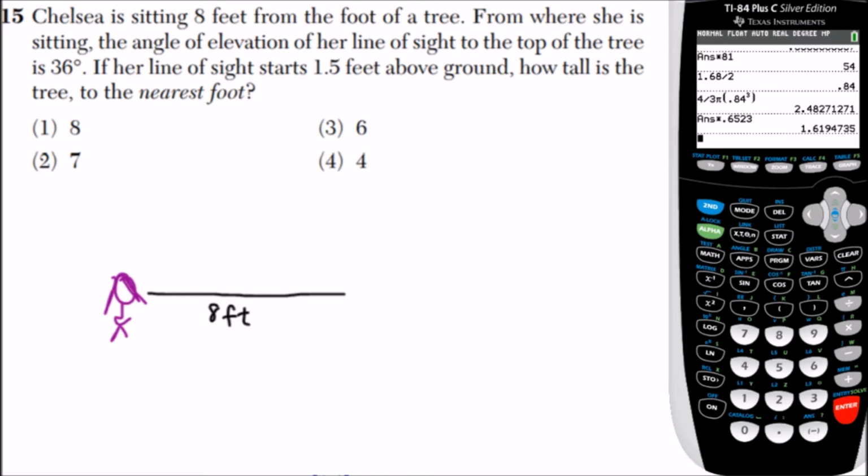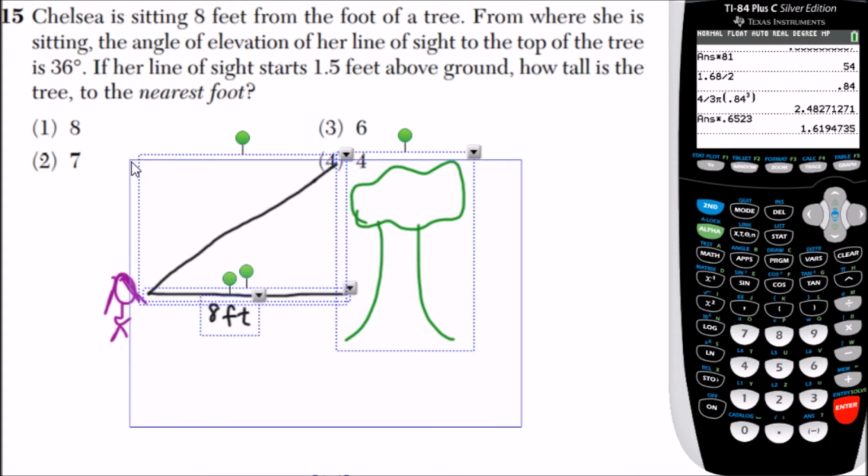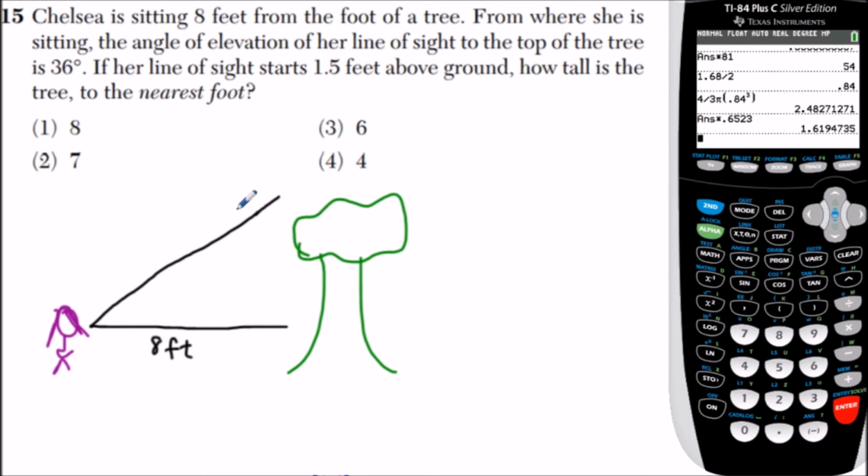And then they're telling us here the angle of elevation to the top of the tree. So we'll go ahead, I'm just going to draw a quick tree here. And anytime they say angle of elevation, that's going from this horizontal piece here, and it's going upwards like this. All right, let me just move all this stuff down so we have more space. So we're just going to complete this right triangle diagram.